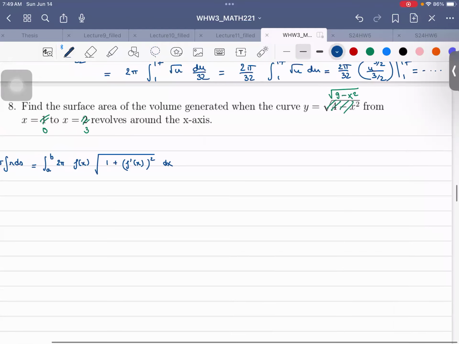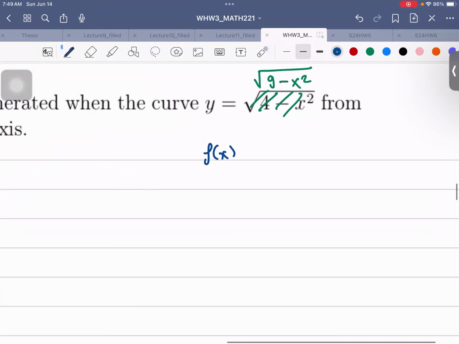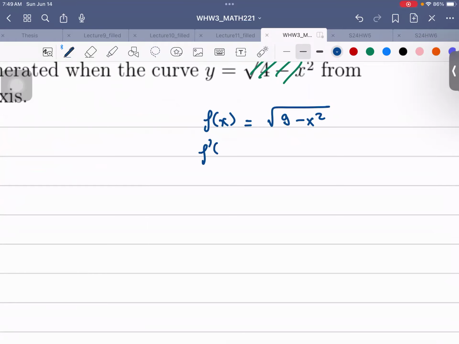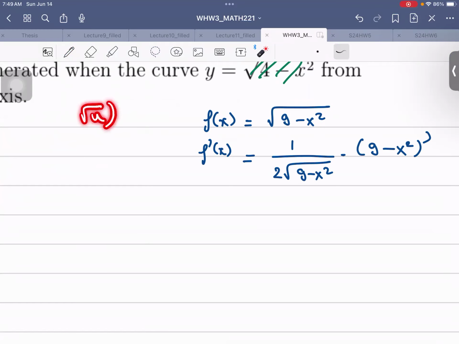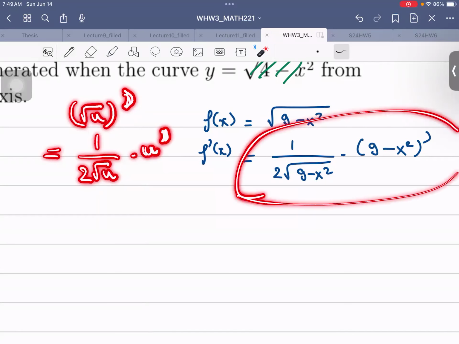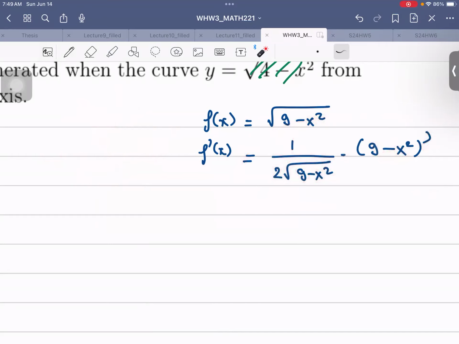Okay, and my function f of x is square root of 9 minus x squared. Therefore, f prime of x will be 1 over 2 square root of 9 minus x squared times the derivative of 9 minus x squared, because of the chain rule. I mean, if you have square root of u and you take the derivative, you're going to have 1 over 2 square root of u, but you need to involve the chain rule. So you need to multiply your derivative by u prime. Okay? 1 over 2 square root of u times u prime.